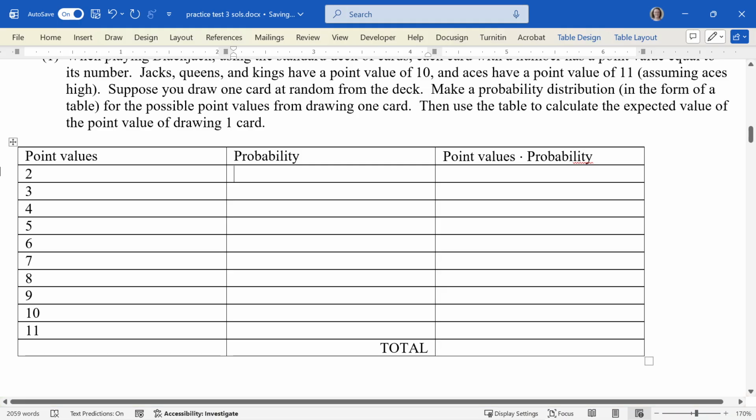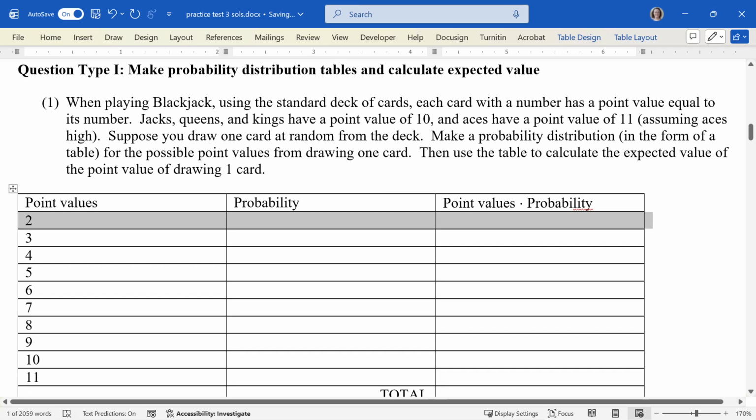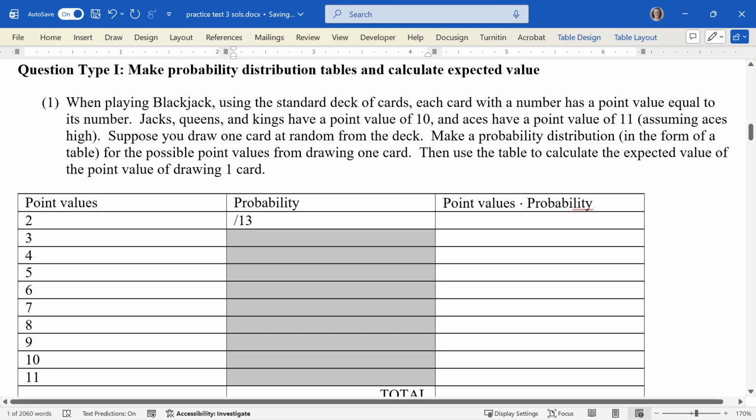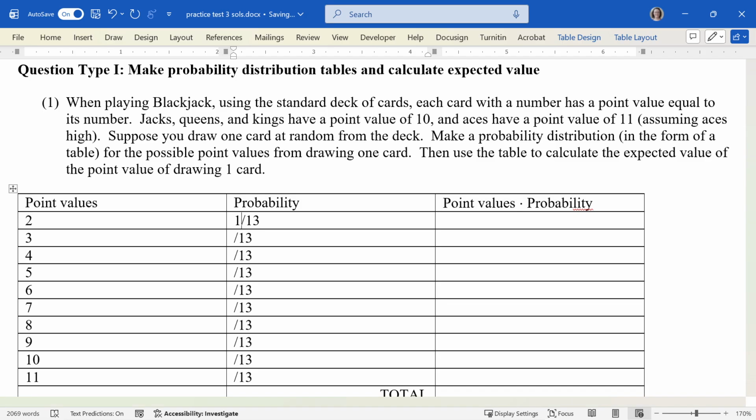Okay, so what is the probability of drawing a card that is worth 2? The points go along with the rank, and there are 13 different ranks. So I'm going to do all of these out of 13, like that. You could do this out of 52 as well, and then you'd have a bunch that were 4 over 52, which is actually 1 over 13. So the probability of drawing a 2 card is one of the 13 ranks. So this is going to be 1 out of 13, which is the same as 4 out of 52.